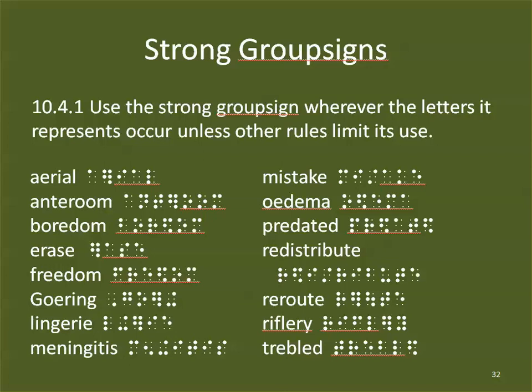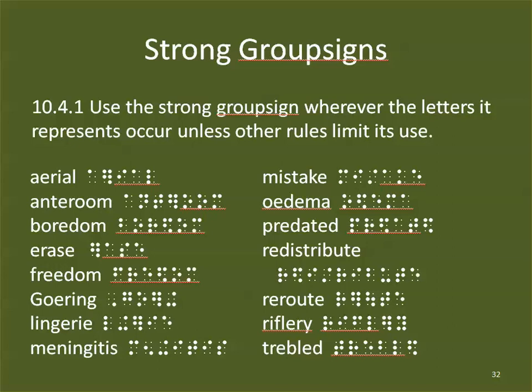Edema, we're going to use the ED contraction even though it's a diphthong. And then we get to some that kind of make us shake our heads, but this is the way it is. Predated, we use the ED. Redistribute uses ED. Reroute uses ER. Riflery uses the ER. That was a no-no in EBAE. And troubled, we can't use the BLE anymore because it doesn't exist, but that frees up the ED contraction.